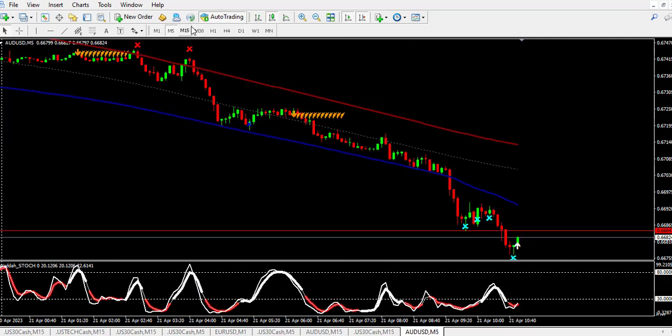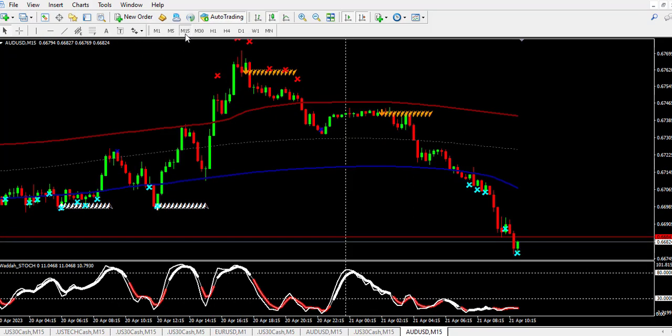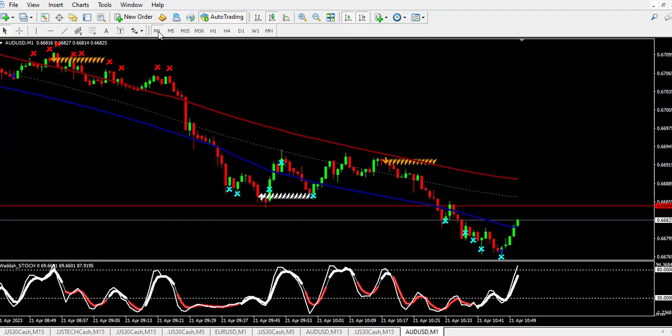So feel free to use the indicator on any time frame you want, but if you want to scalp on a lower time frame, make sure you check the higher time frame and only scalp in the direction of the higher time frame. That is how to stay out of trouble and serious drawdown.